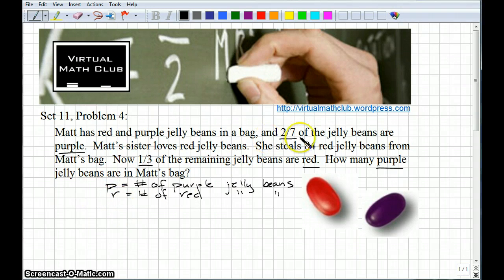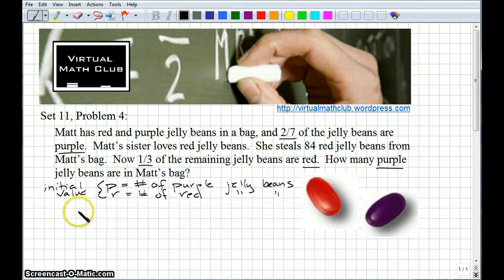So let's look at the first statement. We're told that 2/7 of the jelly beans are purple in the beginning. I should also qualify this and say that these are the numbers of purple and red jelly beans at the beginning, before his sister steals anything. So these are the initial values, the numbers that he starts out with.